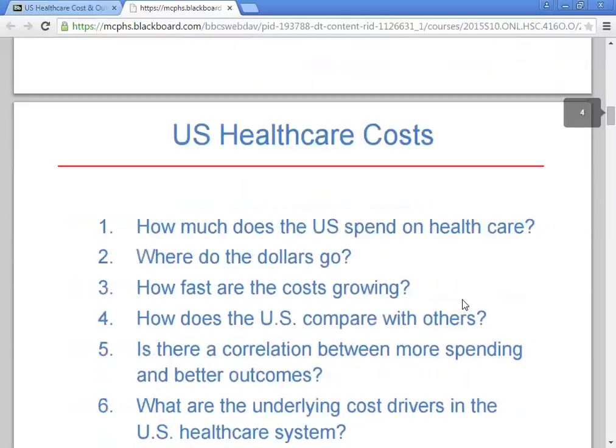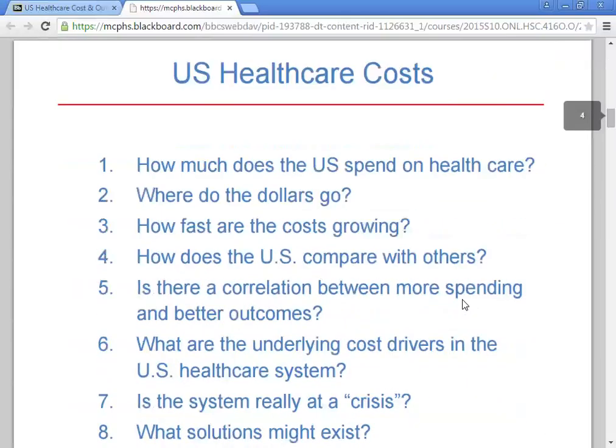What we know is that at the end of this discussion, you should be able to answer these questions, right? How much does the U.S. spend on healthcare? Where do the dollars go? How fast are they growing? How do we compare against other countries, other industrialized countries? And what are some of the underlying cost drivers?